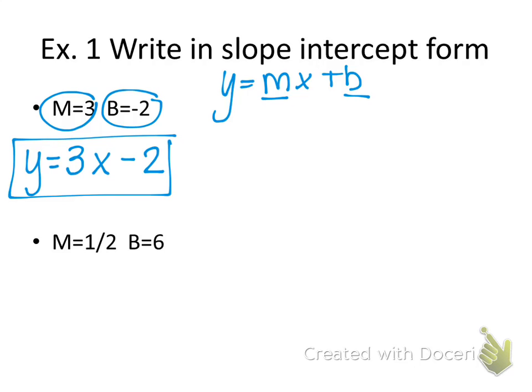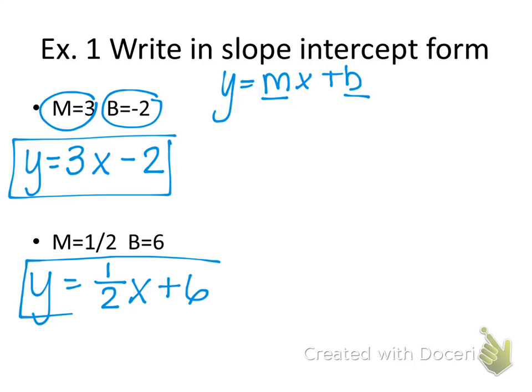So that's simple. But this is where people get confused, is they go, oh, my y-intercept is negative 2, so they plug that in for the letter y. But that's not what you do. Remember, y-intercept is always b. Okay, so this next one, they tell us that m is 1/2 and b is 6. So Danielle, tell me, how would I write that in slope-intercept form? Y equals 1/2 x plus 6. Perfect. 1/2 x plus 6. Okay?